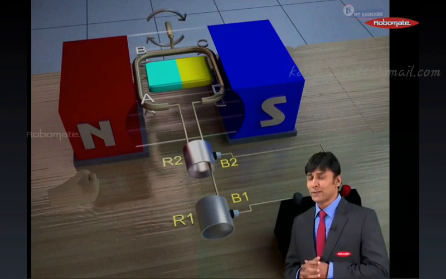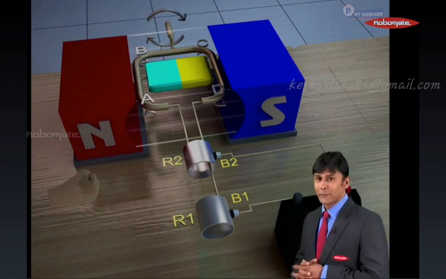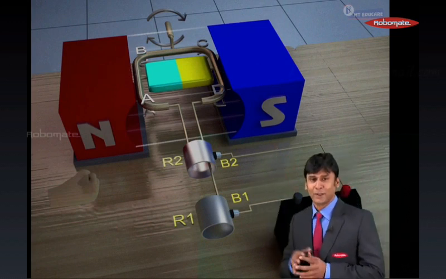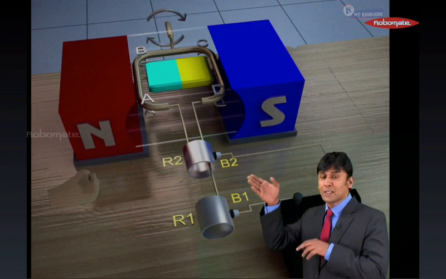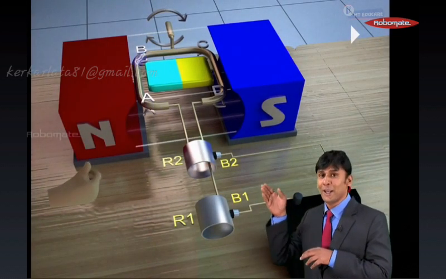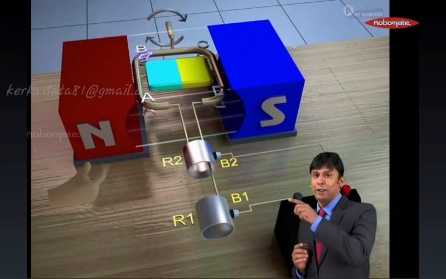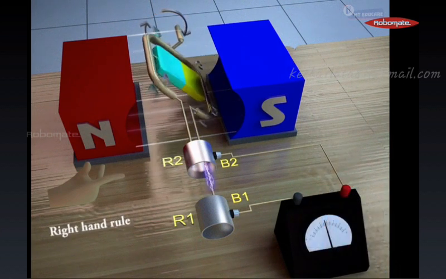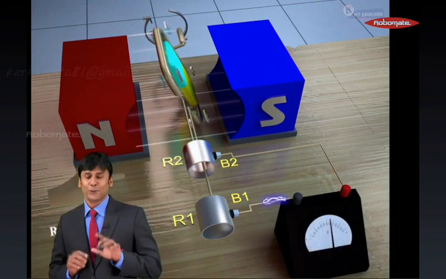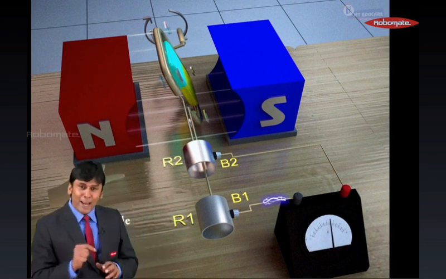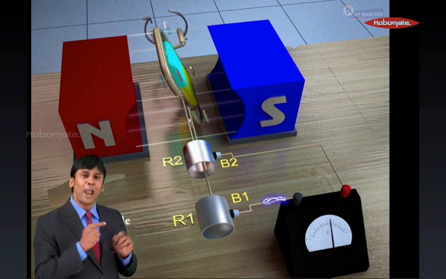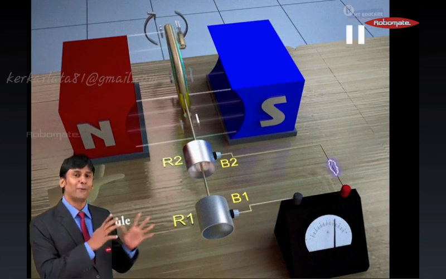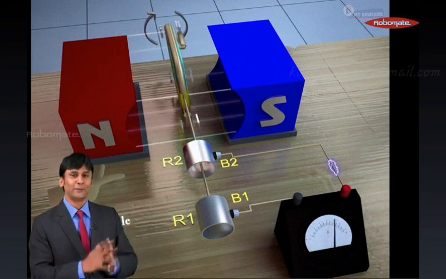Students, according to Fleming's right hand rule, we know that if the conductor moves upwards, the current will be inwards. Here you can see AB is moving upwards, the current will be inwards. So now the current is flowing from A to B, B to C, C to D, and it is entering from B1. So please make a note of this. The current this time has entered from B1 and it has gone into the galvanometer, and you can see the deflection of the galvanometer going to the right.